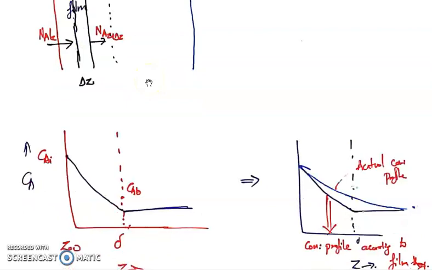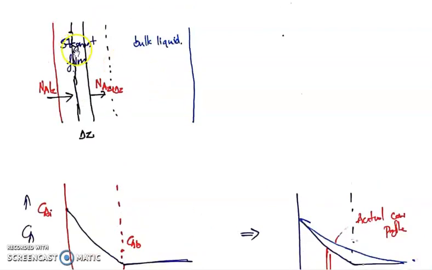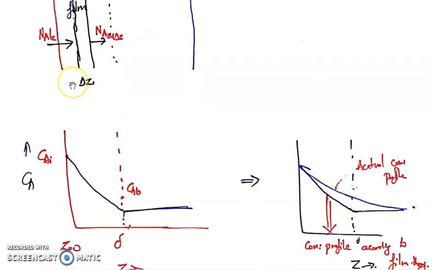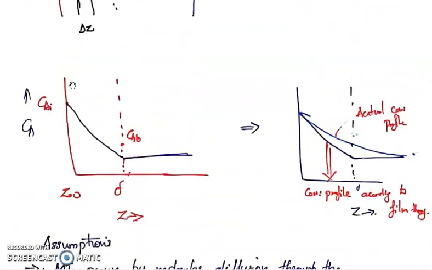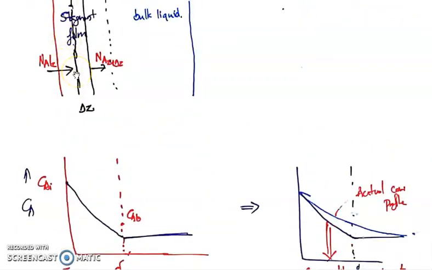To solve this, let us consider a volume element of thickness delta Z, and the flux with which molecules enter the volume element at Z is equal to NA at Z, and the flux with which molecules leave the volume element is NA at Z plus delta Z, because the thickness of the volume element that we have considered is delta Z.